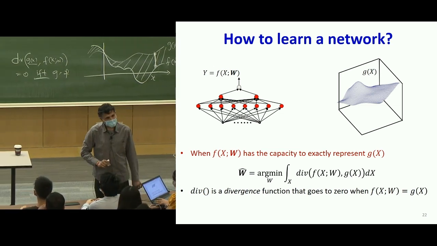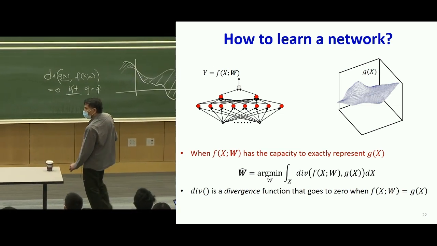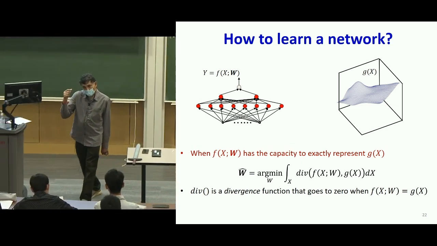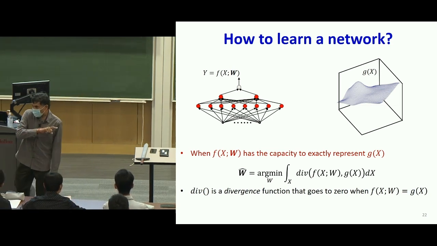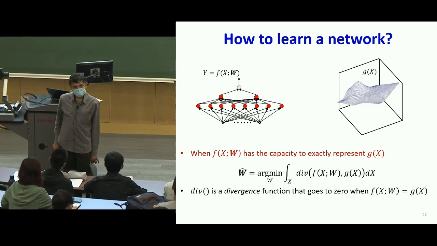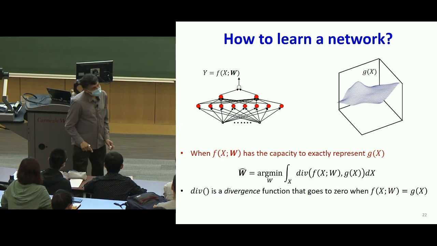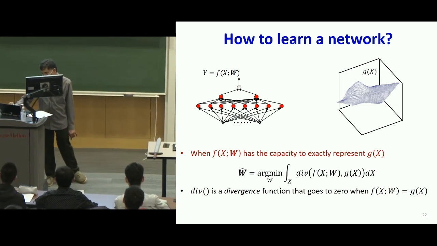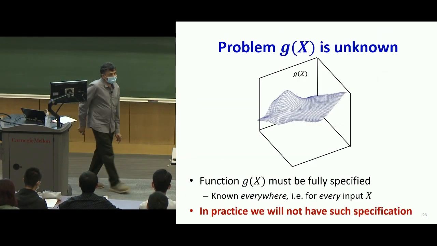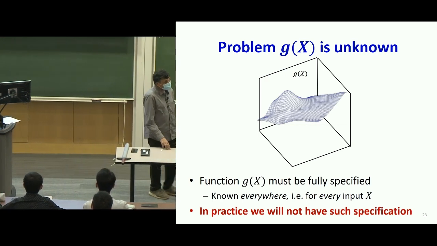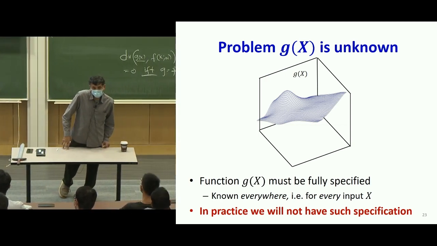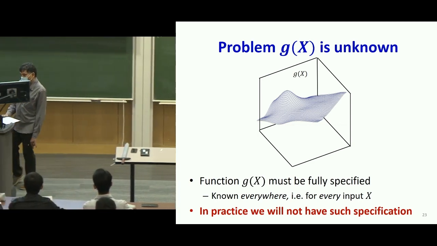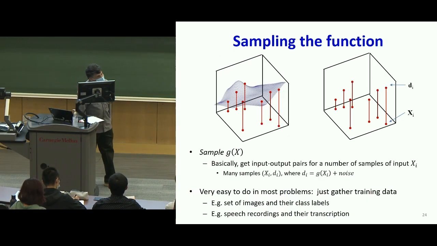It's the integral. It's on the slide, right? So that area is the integral of the divergence between the true and computed values, taken over the entire input space. And we want to estimate the W that minimizes this integral. Right, everyone with me? So here's a problem. The actual function g is not known to any of us. We don't know g. So given this, how do you even begin computing the integral? You cannot, so you cannot even begin to think of minimizing the integral.